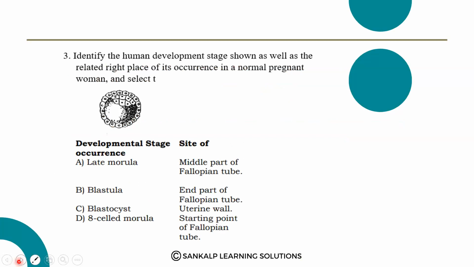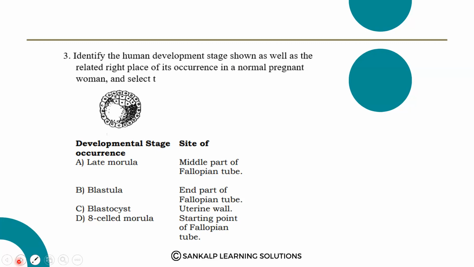Identify the human development stage shown as well as the related right place of its occurrence in a normal pregnant woman and select the option. So you have to identify what diagram it is. Then you have to tell where it will be found in the female reproductive system.